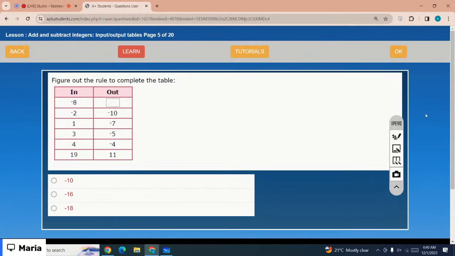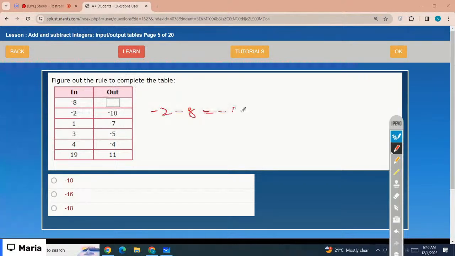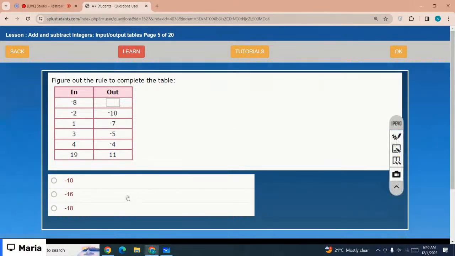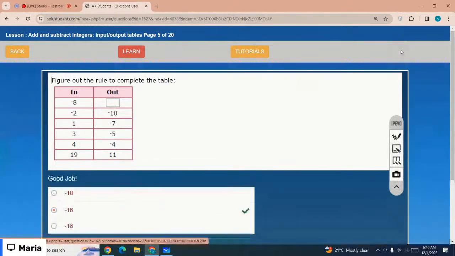That means negative 8. Negative 2, negative 8 is negative 10. Let me just check. 1 minus 8 is, yes, that is 7, and negative 16 is correct. Always write the sign when you're working on integers. Don't forget the sign, right? Because positive 16 and negative 16 are two different numbers.